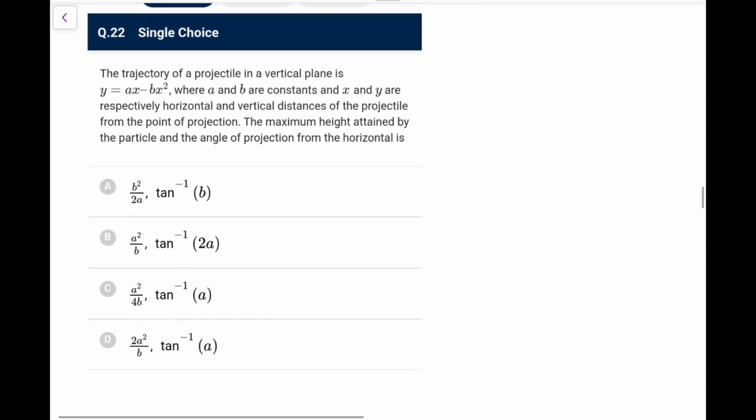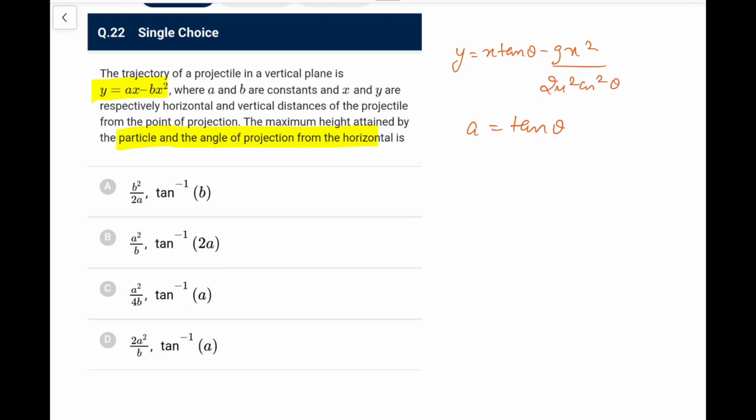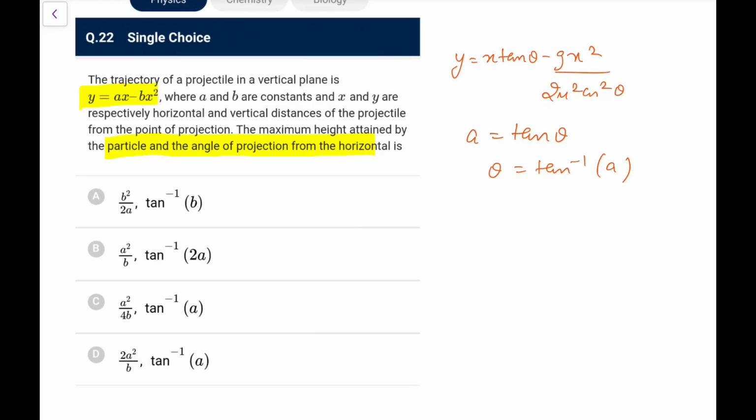Okay. Next one. The trajectory of a projectile in a vertical plane is this. X and Y are respectively horizontal and vertical distances, the maximum height attained by the particle and the angle of projection from the horizontal. So going by this, I had that equation as y is equal to x tan theta minus gx square upon 2 u square cos square theta, that I remember. So comparing this, a is equal to tan theta, so theta is equal to tan inverse a. So that is the first answer.